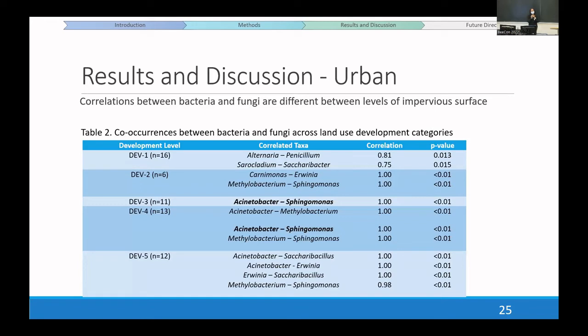Again, we were able to perform correlation analyses to see if there were relationships between bacteria and fungi, such that one could predict the presence of another. Breaking it down into individuals from the sites of different impervious surface, we found that some co-occurrences are more common in areas of specific sites. So for example, the relationship between Acinetobacter and Sphingomonas is found in areas with moderate to high land use development and not so much in areas with low land use development.